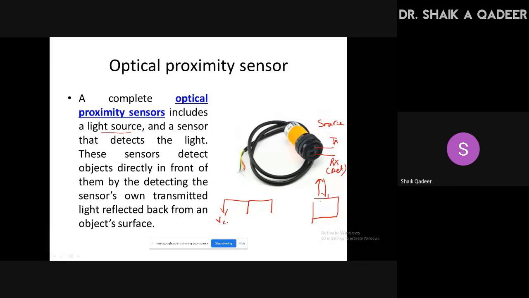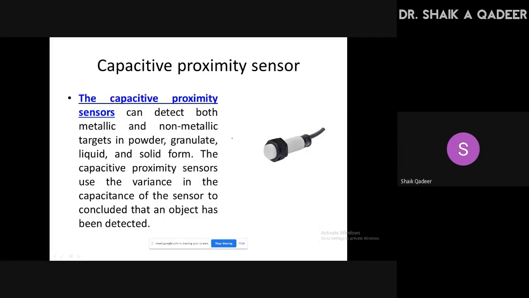VCC, ground, and output. And this output will be 0 volt or 5 volt. It is a discrete transducer, not analog. The optical proximity sensor is always giving yes or no information. Capacitive proximity sensor looks like this.